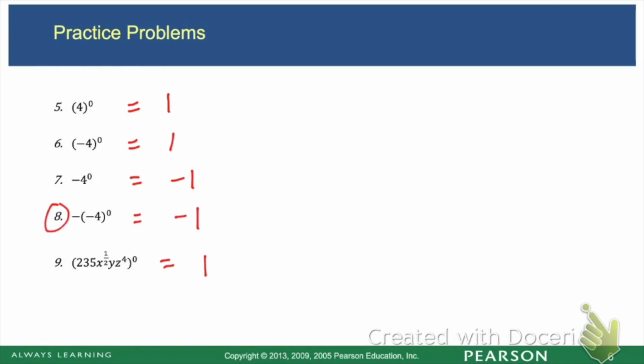Number 8, the negative out front is going to stay out front. And then when I take this negative 4 to the 0 power, that becomes positive 1. But I still have the negative out front. So final answer, negative 1. And then last but not least, number 9, even if I have something really ugly inside there, it's still all in parentheses. The entire quantity is being raised to the 0 power. Final answer, 1. How'd you do?